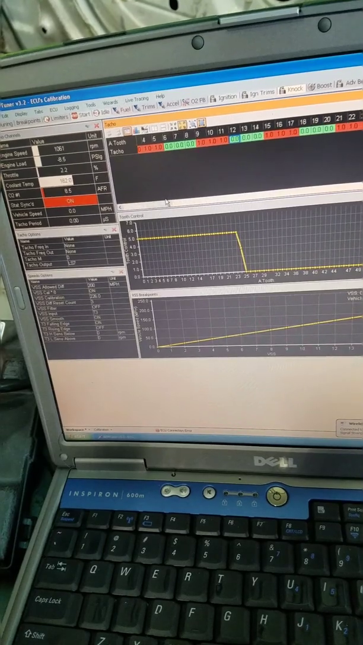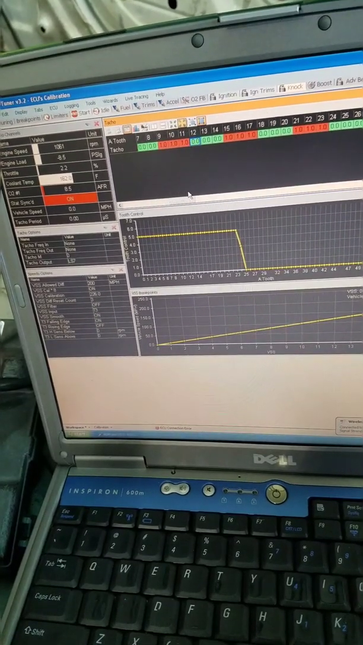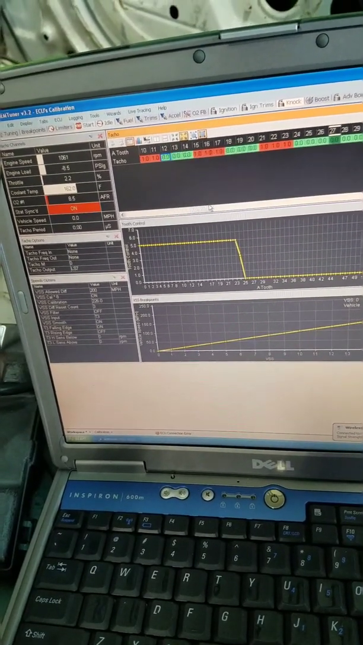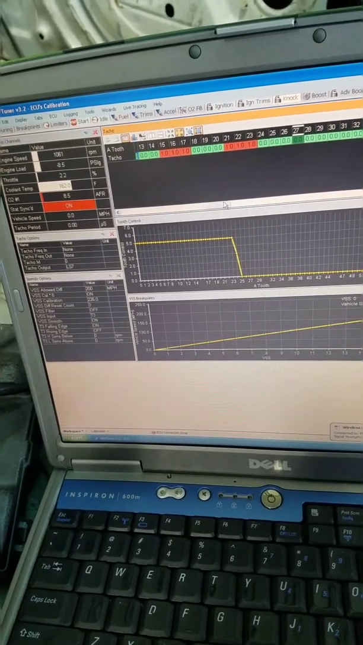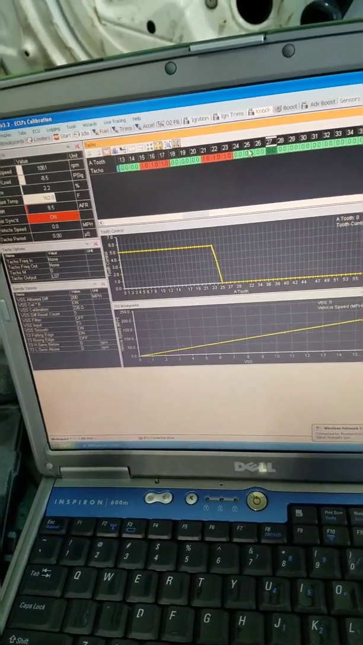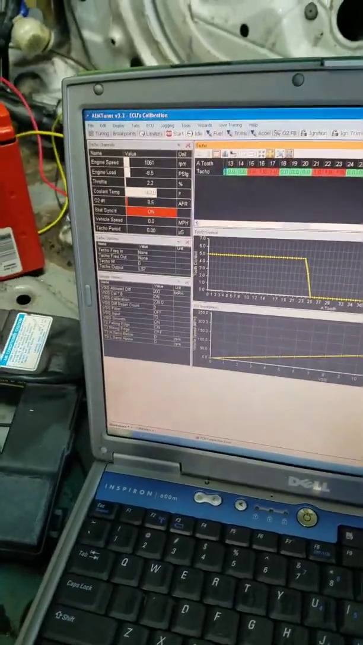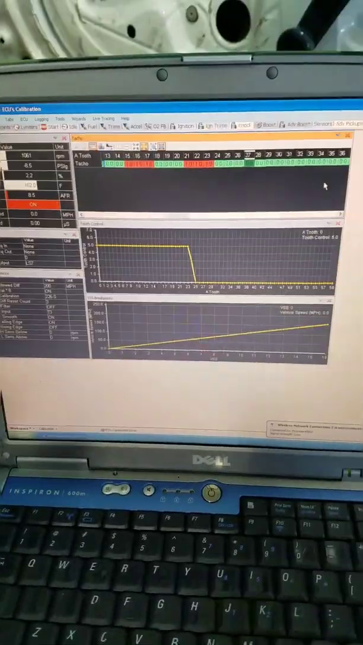9, 10, 11 at 1, 12, 13, 14 at 0, 15, 16, 17 at 1, 18, 19, 20 for 0, 21, 22, 23 for 1, and then the rest will be zeroed out. And that's actually the exact opposite of what it's loaded in at.